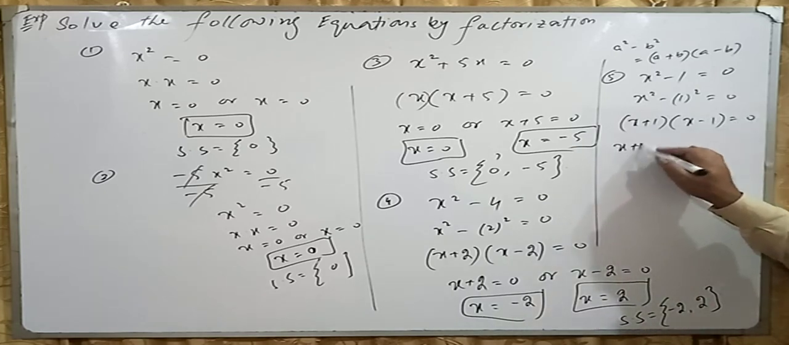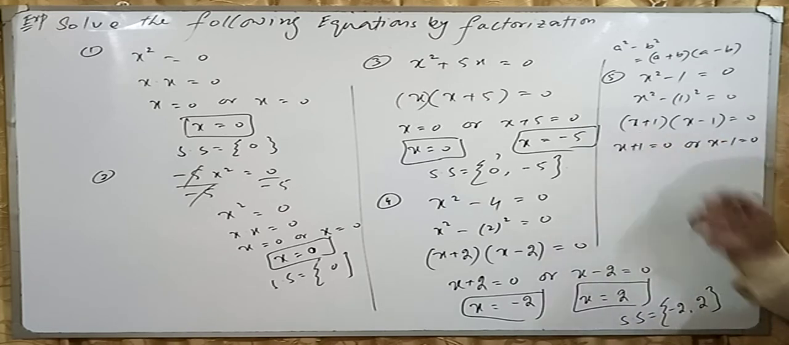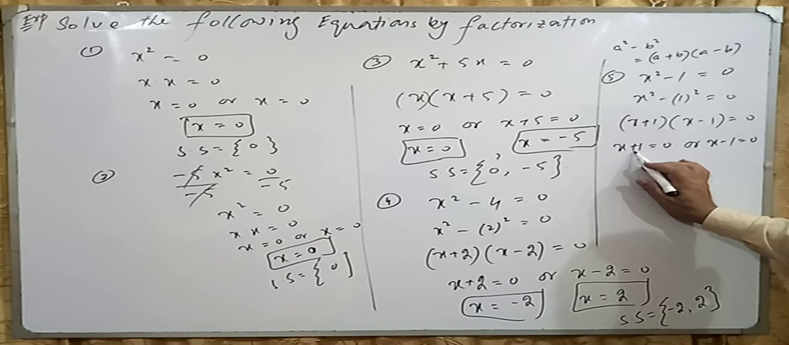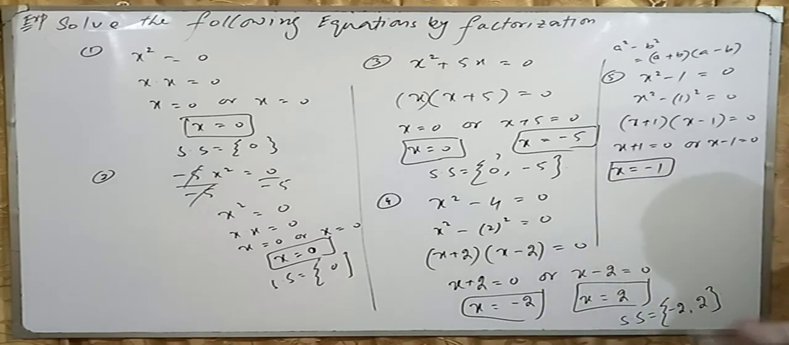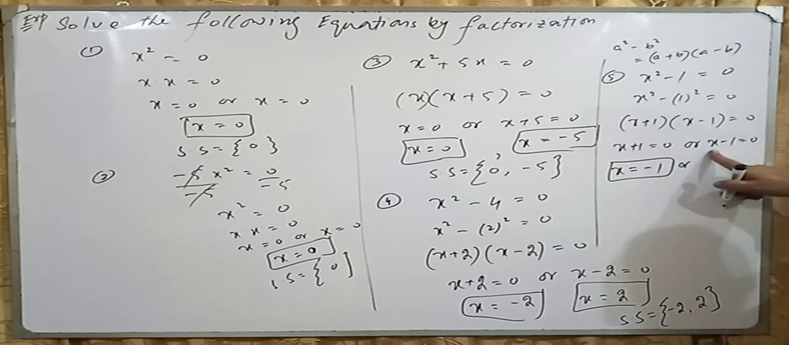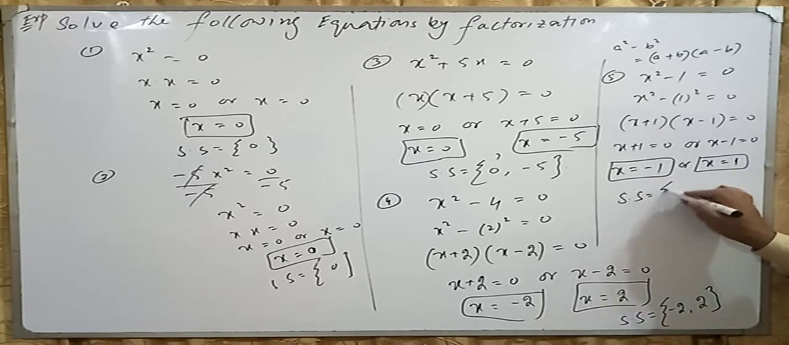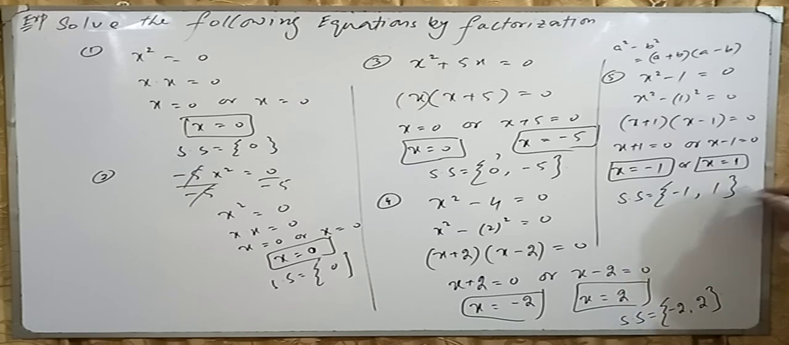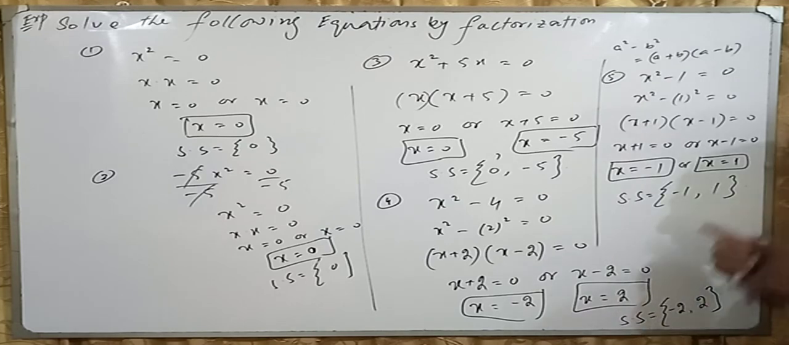Now x plus 1 equal to 0 or x minus 1 equal to 0. Take them separately equal to 0. Now when you shift plus 1 to the other side, it will become minus 1. This is the first value. And if you shift this minus 1 to the other side, x equal to plus 1. No need to write the plus symbol. Then minus 1 and plus 1 are the solution set. So you can write solution set equal to minus 1 and plus 1. These two values will satisfy the given equation if you check it.